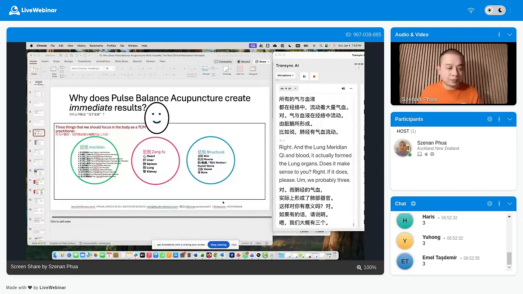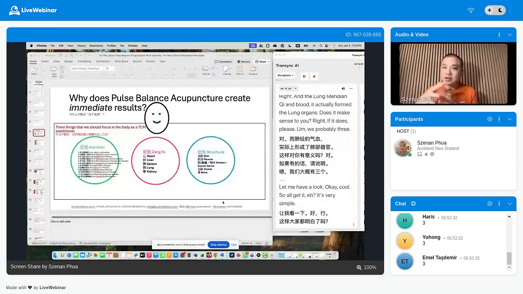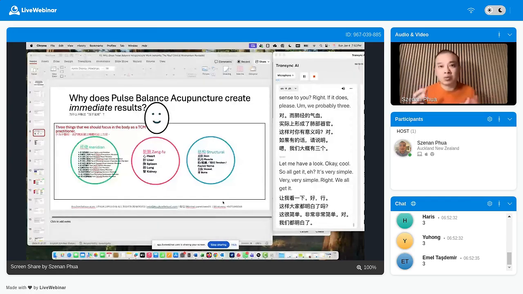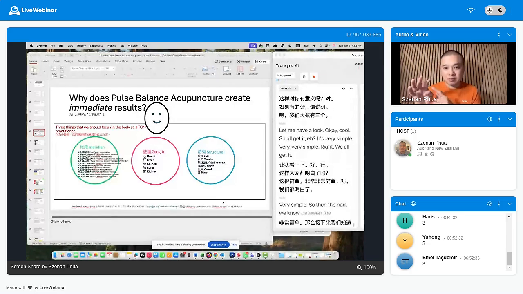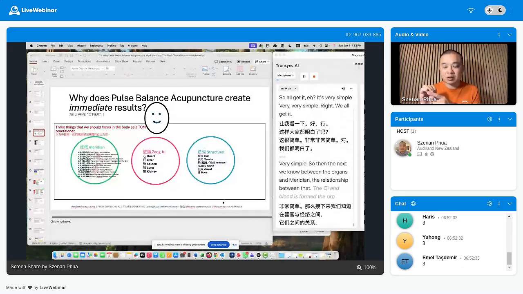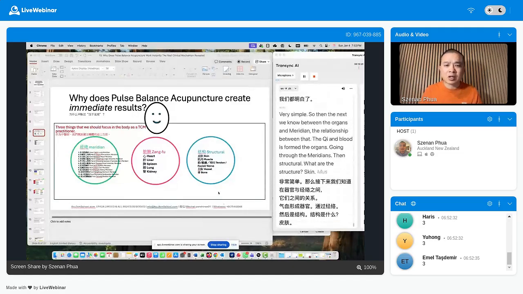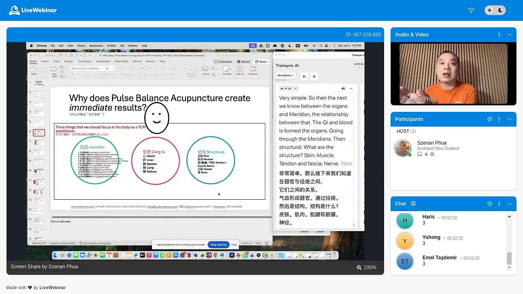Very simple. So then next, we know the relationship between the organs and meridians: the qi and blood is from the organs going through the meridians. Then structure. What are the structures? Skin, muscle, tendon and fascia, nerve, blood vessel, bone. Those are the structures. Are you following? Right. So what is the relationship between 脏腑 organs and structure?